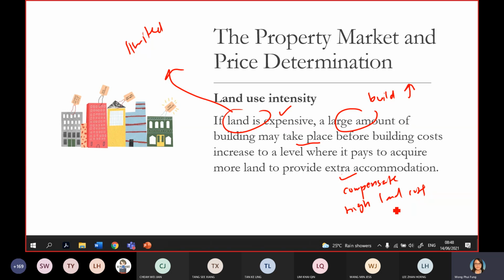It is not feasible for the developer to build the house horizontally, meaning to build landed. Not to say cannot build landed, can build landed, but the landed have to sell very, very high. If the landed house sells very, very high, nobody wants to buy. So that's why they have to build the house vertically upward, to build high rise, so that they can sell more units to compensate the land cost.